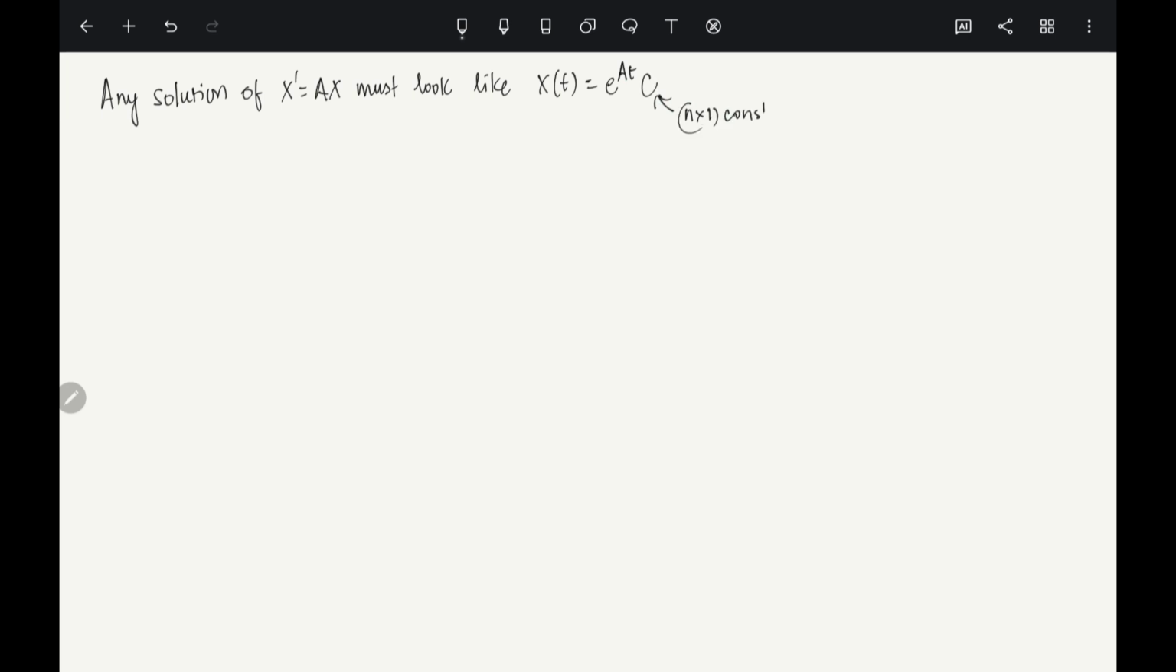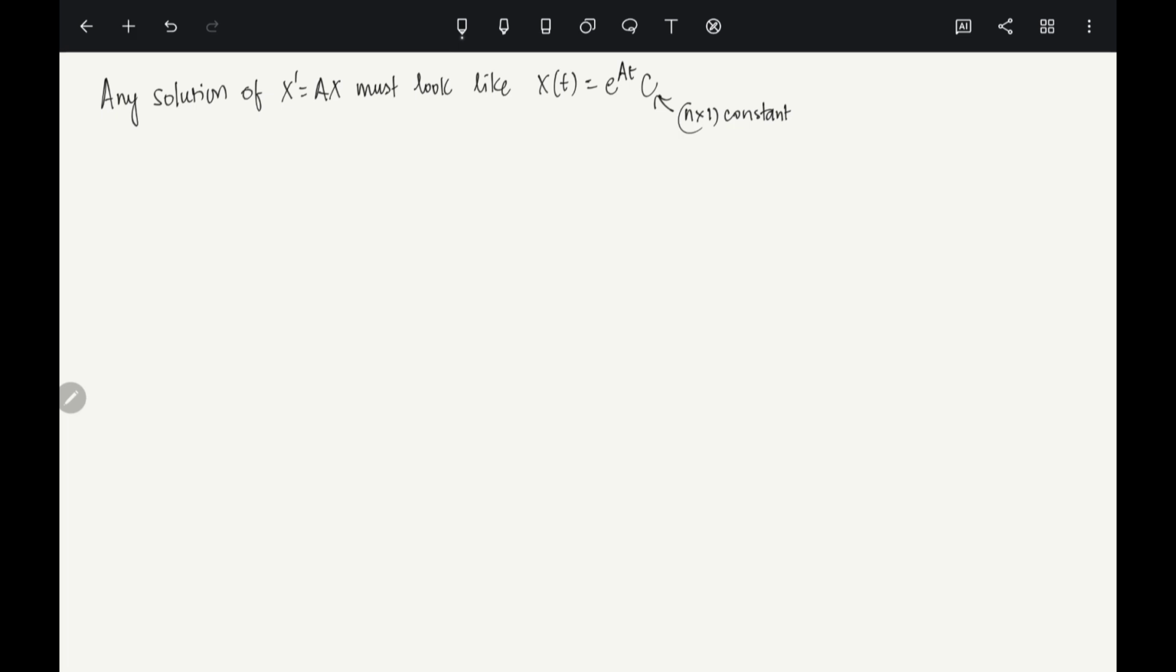We know that x prime equals Ax. What is the solution of this problem? Let me write it this way. Any solution of x prime equals Ax must look like x of t, which is e to the power At times a constant c. It's an n cross 1 constant vector, or matrix, whatever you want to call it, essentially constant.